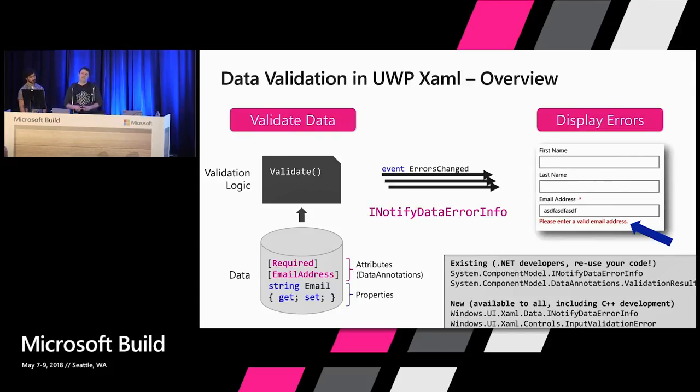If you're not, say you're a C++ developer, you don't want to bring in the CLR, and you've got your own validation logic, we're introducing INotifyDataErrorInfo in the Windows.UI.Xaml.Data namespace, so you can go and get that as well without having to use .NET. And also, we have the InputValidationError class that we're introducing. That's the equivalent of ValidationResult, basically, from data annotations. So let's switch over. I'll code that up now.